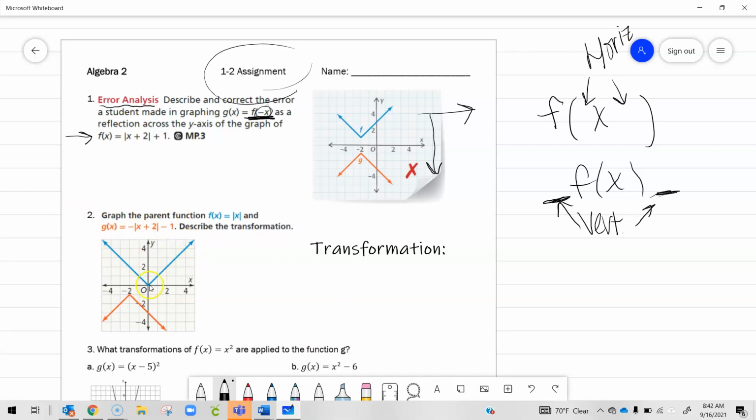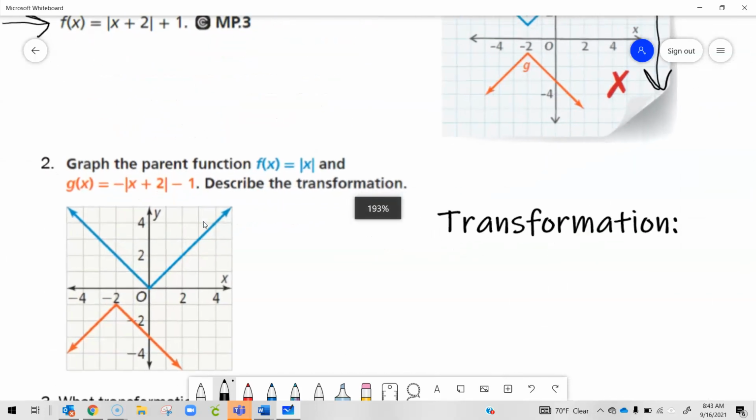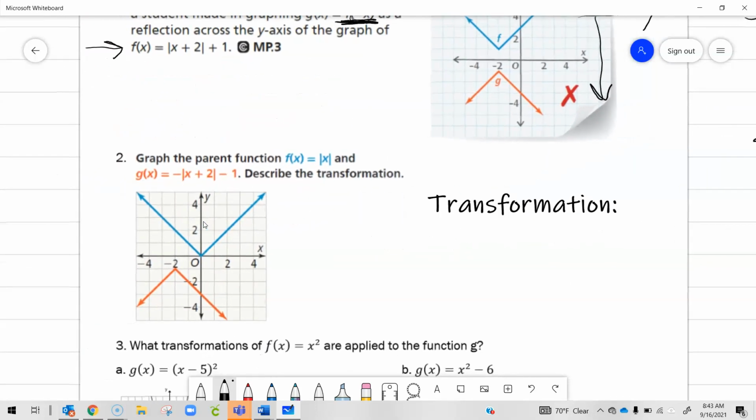Okay, so moving on to the next one, we have number 2, and we're told to graph the parent function, which is in blue, the absolute value, and then it's asking us to describe the transformation. What I see when I look at our new g of x, compared to the parent, is we now have a negative symbol on the outside, we have a plus 2 on the inside, and we have a negative 1 on the outside.